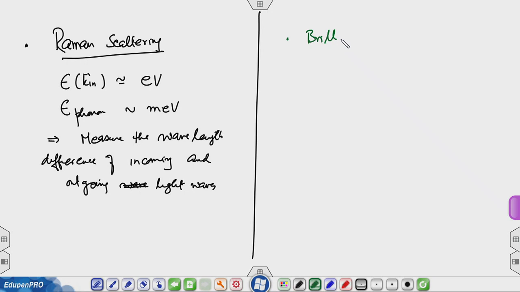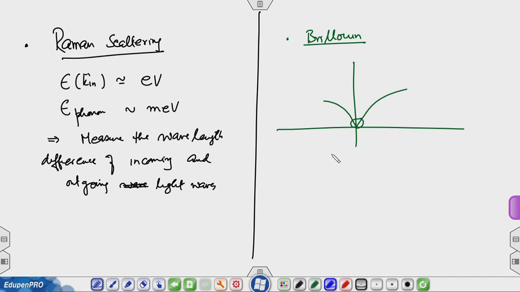In Brillouin scattering, I am going to have little k also coming in. Again, in Raman you may ask why k doesn't come in. See, optical phonons hardly have any dispersion. Those omega versus k curves are almost flat, so it doesn't really matter that much. But here it's going to matter.